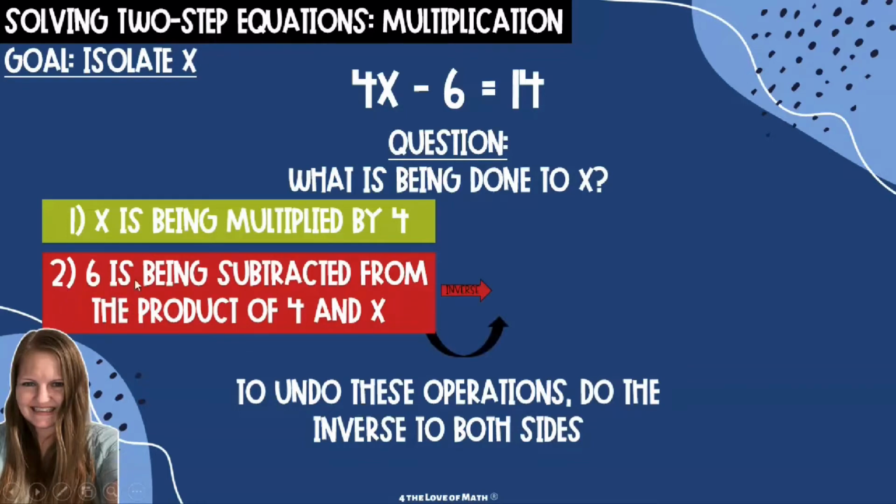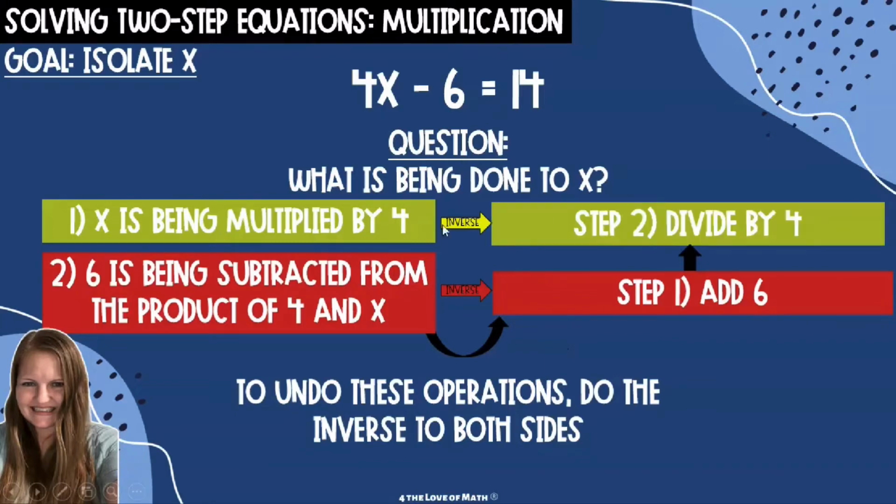So we're going to start at what's being done last. The 6 is being subtracted from the product of 4 and x. The inverse of that is going to be to add 6. So we know we're going to add 6 to both sides of the equation. After that, we're going to look at the inverse of x being multiplied by 4, which is going to be divide both sides by 4. So this is what's being done to x, and this is how we undo that.